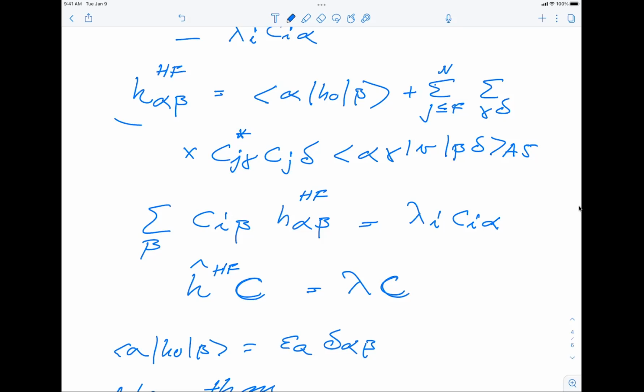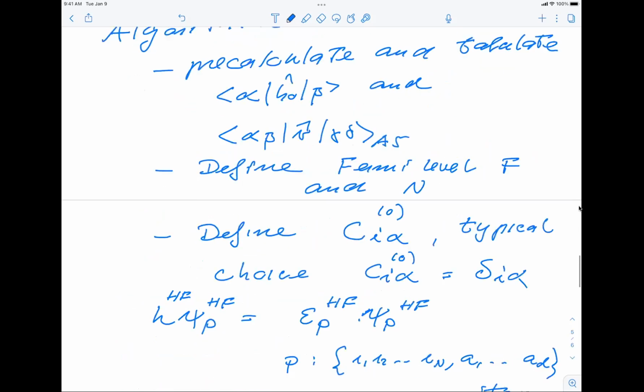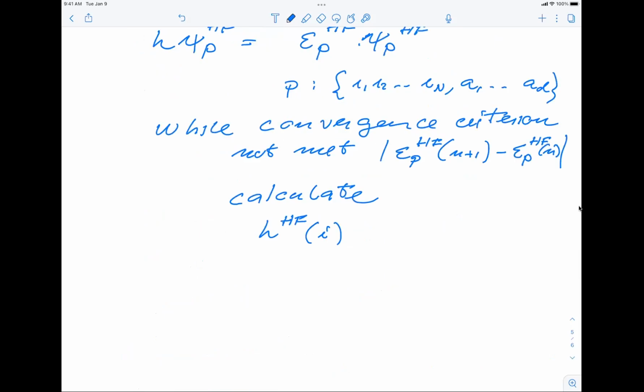So for the first iteration, if you pick these matrix elements, the 0th one, to be equal to just a diagonal matrix, then you end up simply having a sum over gamma and delta, and the sum over j disappears. That means you can simply calculate this set of matrix elements as just a sum over the alpha and beta values which you have here. And these gammas and deltas will run over all the single particle states you have. So that's a typical choice for the first iteration. Then you would simply calculate C, and I'm just going to write it like this.